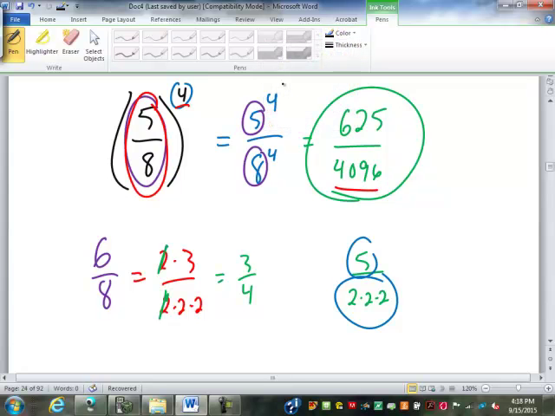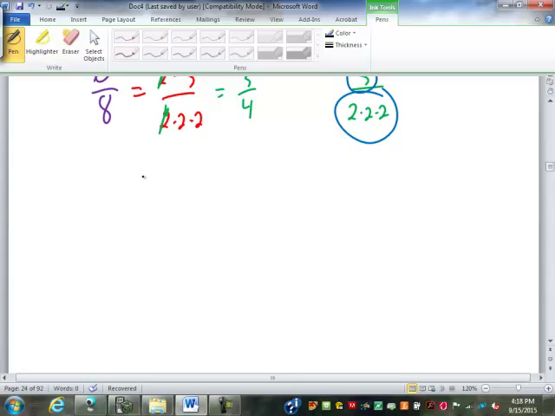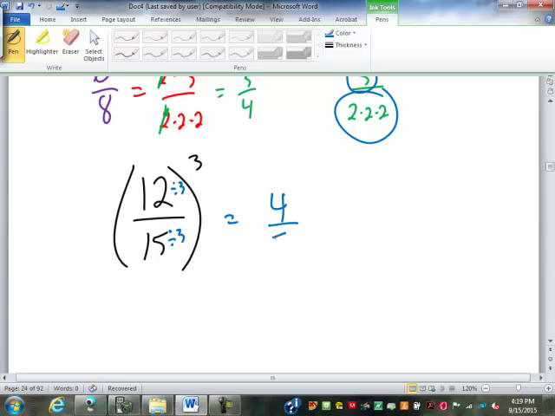So if I have something like 12/15 to the power of 3, the first thing I should do is the 12/15 can both be reduced by 3, giving me 4/5 now to the power of 3. Now, since 4/5 cannot be reduced, once I take it to the power of 3, it will not be able to be reduced. So 4 to the 3rd is 64. 5 to the 3rd is 125. Cannot be reduced.